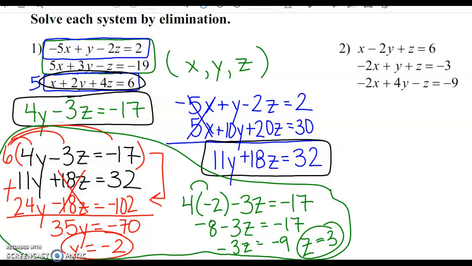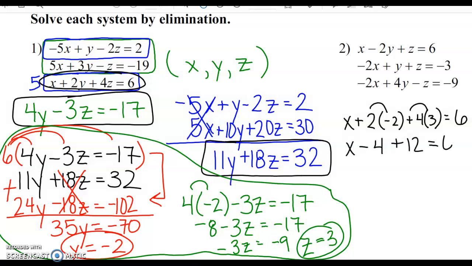Just looks easiest to me. So I take x plus 2 times, now I know that y is negative 2, plus 4 times, now I know that z is 3, equals 6. So I'm going to simplify. So I have x minus 4 plus 12 equals 6. Combine like terms, x plus 8 equals 6. I subtract 8 and I get negative 2.